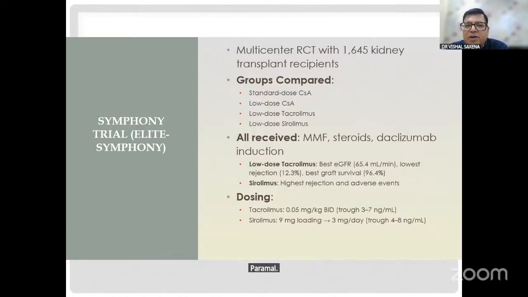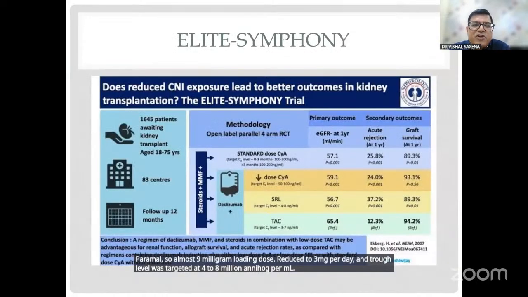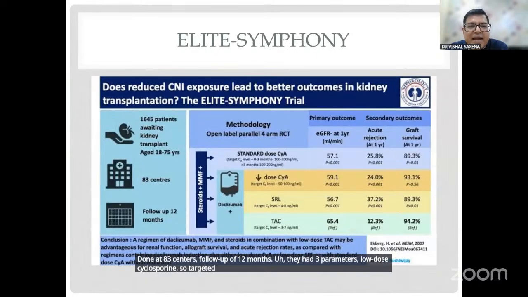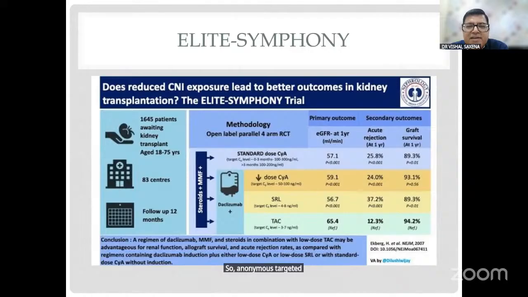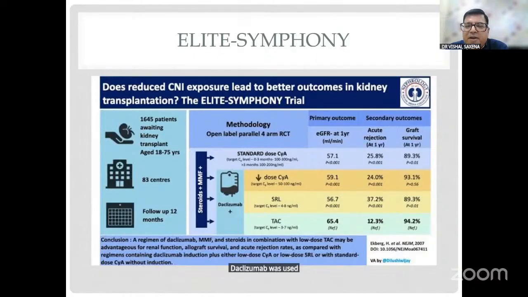Sirolimus had a 9 milligram loading dose reduced to 3 milligram per day, and trough level was targeted at 4 to 8 nanogram per ml. If you look at the visual abstract, it shows 1645 patients at 83 centers with follow-up of 12 months. Standard cyclosporin was the standard target; low dose means targeting cyclosporin trough levels of 50 to 100. Sirolimus was targeted at 4 to 8 nanogram, and low dose TAC means a trough level of 3 to 7. Daclizumab was used, and steroid and MMF were common in all the groups.